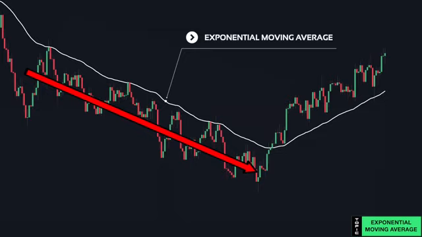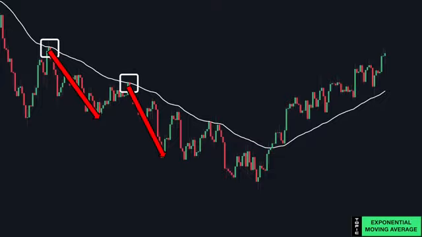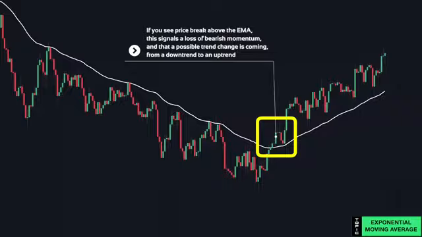So in a downtrend, when you see price trending below the moving average, this confirms bearish momentum, and you would lean towards taking short entries. You can also use the moving average as a form of resistance for bounce short trades. If you see price break above the moving average, this signals a loss of bearish momentum and that a possible trend change is coming from a downtrend to an uptrend.